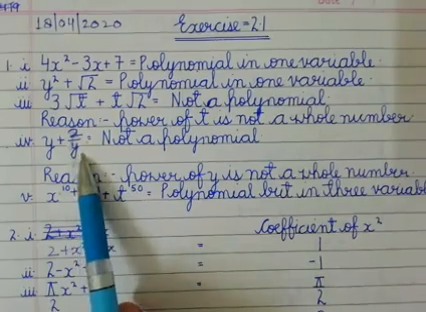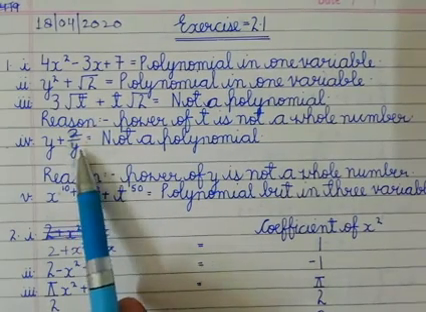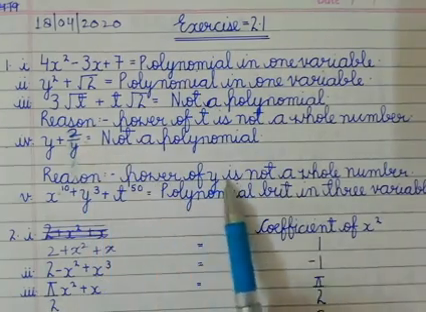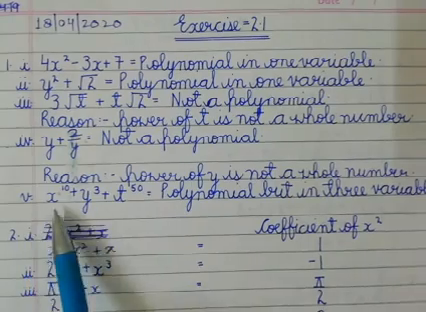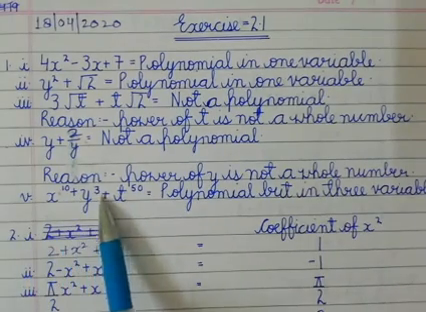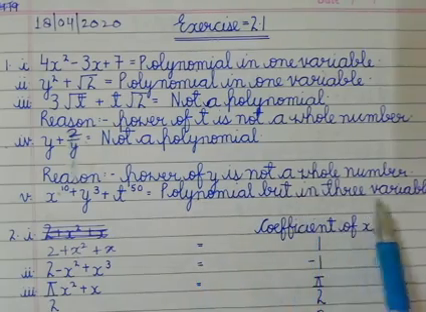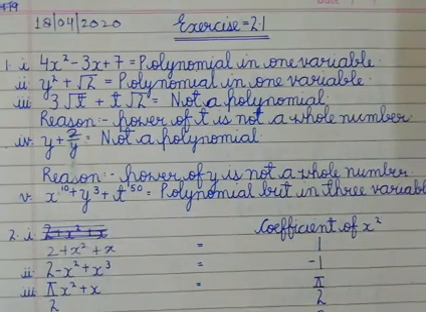y + 2/y: this y is written in the denominator, which means the power of y is −1, so it is not a polynomial, because the power of y is not a whole number. Then the fifth, x¹⁰ + y³ + t⁵⁰. It is a polynomial but in 3 variables, because x, y and t are the 3 variables here.